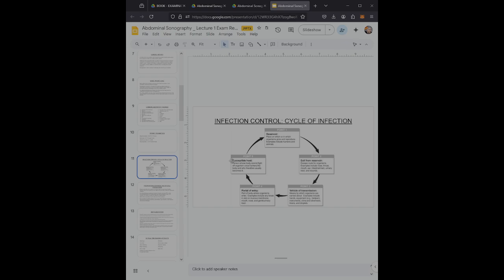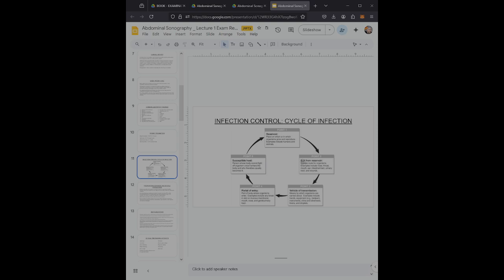Point 5, a host that is susceptible. Not every host's body will be infected by every pathogen. Some people's immune systems can fight off viral infections to the point where they never develop clinical symptoms. So you need a susceptible host, persons whose body cannot fight off this pathogen once it infects them.